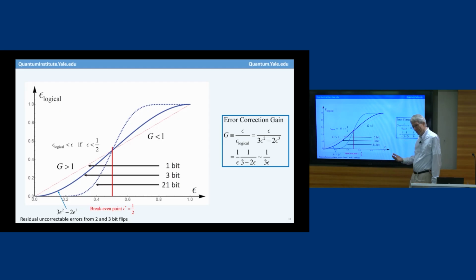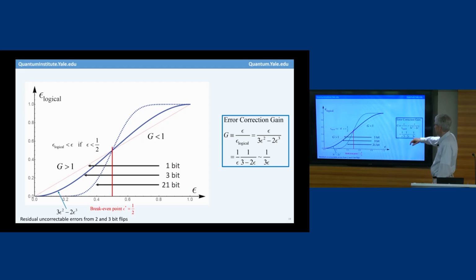So you pay a price. You have to use the channel 3 times. You can't send messages as fast, but you receive them more reliably. And way down here, it's much more reliable, because the probability of getting fooled starts with 3 epsilon squared. So if epsilon is 10 to the minus 6, that's 3 times 10 to the minus 12. You're really gaining. Whereas this would be 10 to the minus 6. So you gain 6 orders of magnitude.